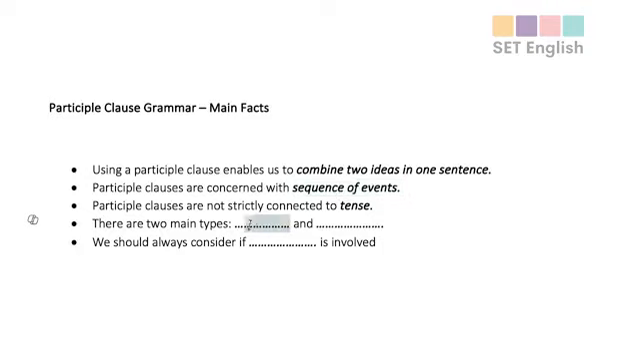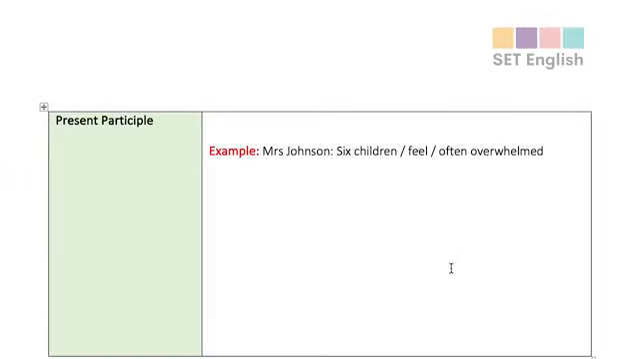There are two main types of participle clause. You've got present participle and perfect. Okay, the two main types that will be used in OET. And one last thing that we might see today, we should always consider if the passive is involved. Like with all of the linkers that require nouns, we should always consider whether the passive is involved. It's always a good thing to remember. Okay, so let's have a look at some examples and talk about some grammar.